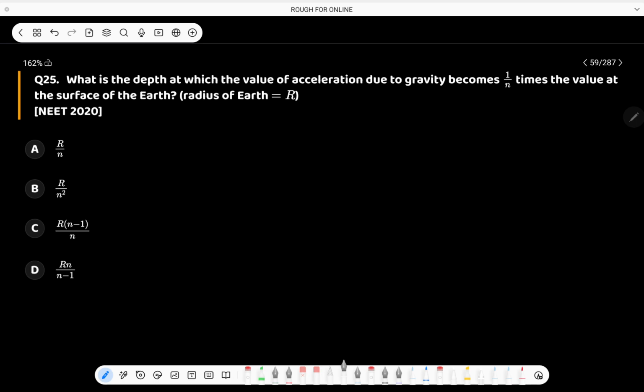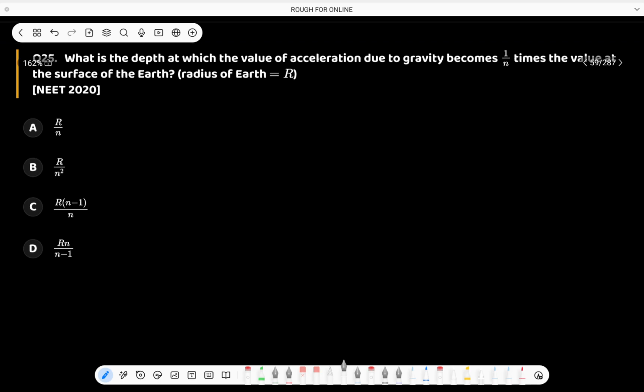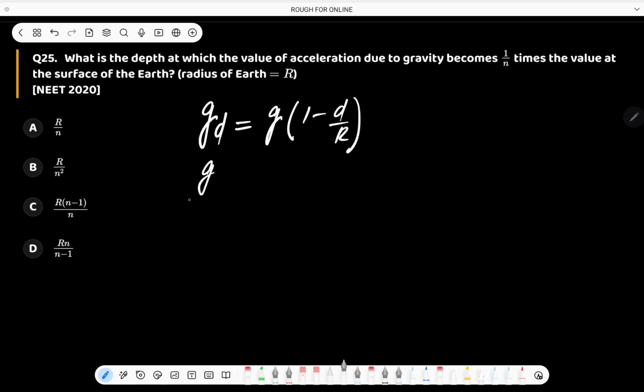This question is a NEET 2020 question. What is the depth at which the value of acceleration due to gravity becomes 1 by n times the value at the surface of earth? An easy question. Let's write down the acceleration due to gravity at the depth d. What is that? That is g into 1 minus d divided by R. Then it is given that g_d is equal to g divided by n.